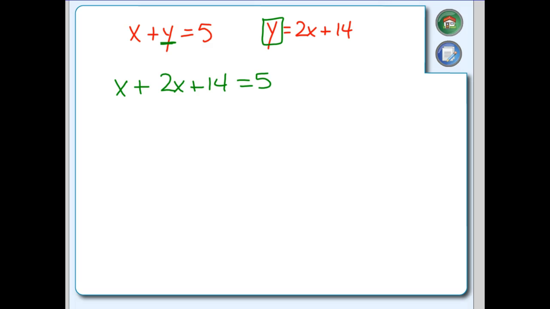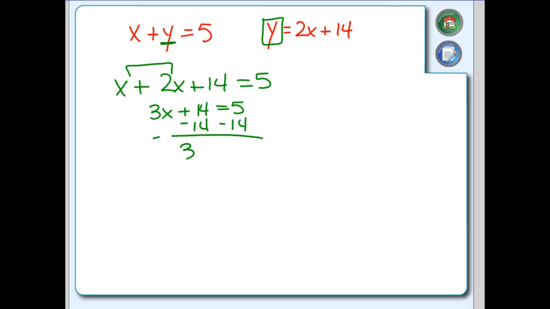So we've got x plus y is 2x plus 14 equals 5. All right, so now what do we do? Isolate the variable by inverse operations. We can actually collect like terms here. X and 2x is 3x plus 14 equals 5. Who's my floater now? Who needs to move to the other side? Yeah, let's subtract 14 from both sides.